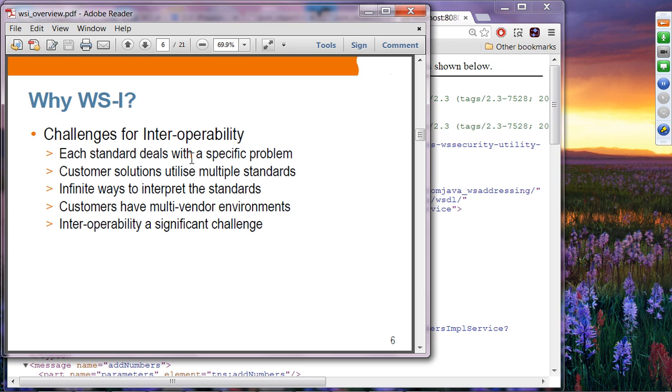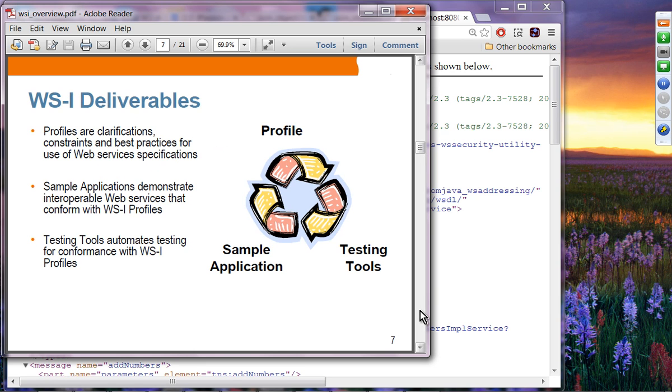The standard deals with a specific problem. Customer solutions utilize multiple standards, with infinite ways to interpret the standards. This was the vagueness of the standards, especially SOAP, WSDL, and so on. Customers have multi-vendor environments, so interoperability was a big problem at the time. So WSI basically creates profiles, sample applications, and testing tools. They work on these things to promote interoperability.